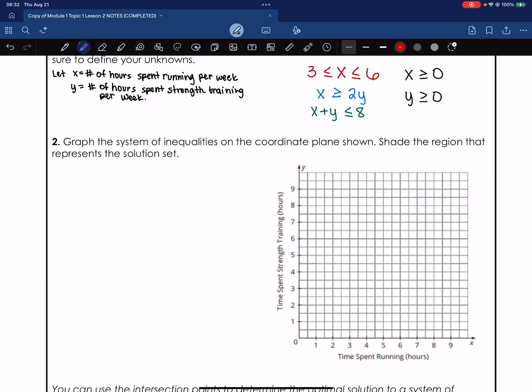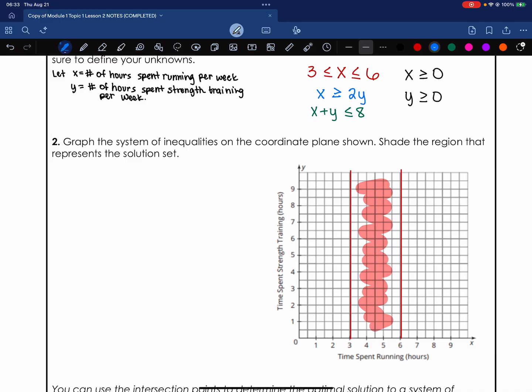So first things first, 3 to 6. What that's going to look like is we're going to have a vertical line at 3 and a vertical line at 6. Okay? What this represents is that he has to run 3 to 6 hours. You're not highlighting yet, but I'm going to show you. This would be the area that's highlighted because that's what's in the middle for that part.